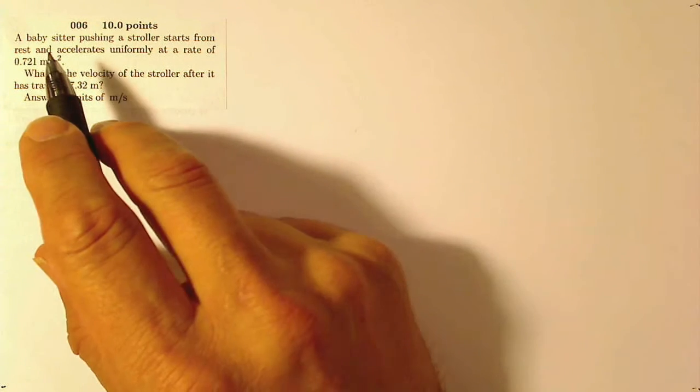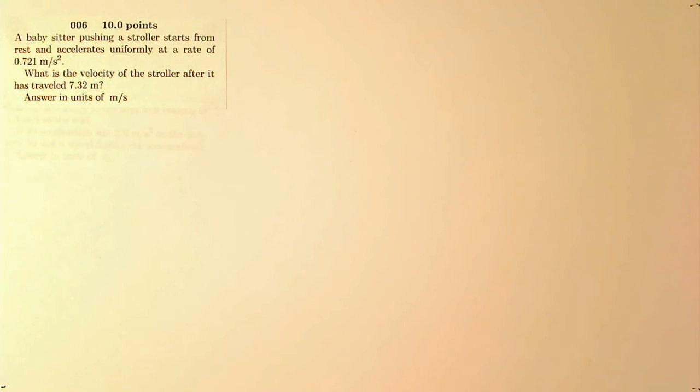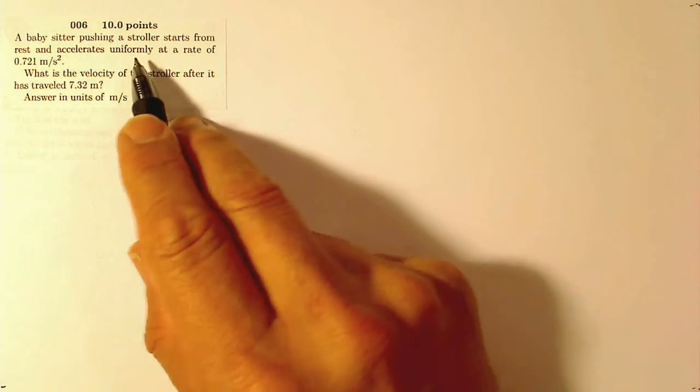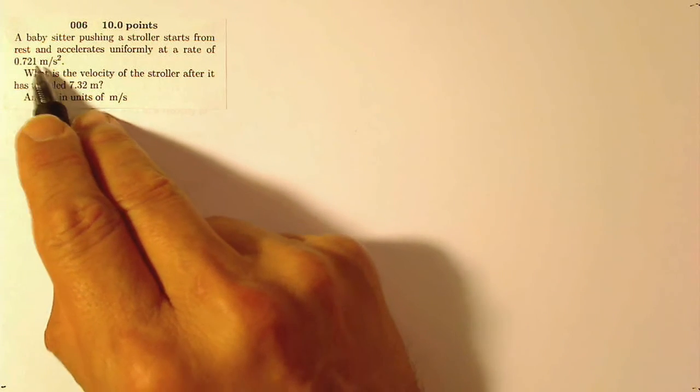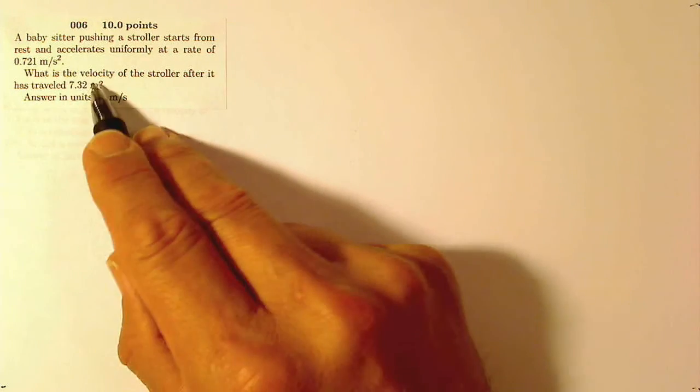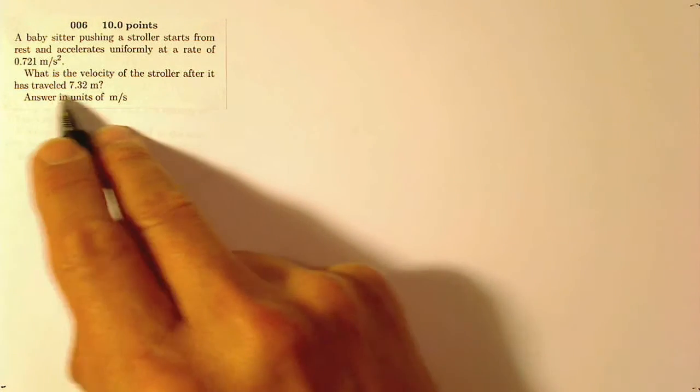This is AP Physics, Homework 2.3, question number 6. It says, a babysitter pushing a stroller starts from rest and accelerates uniformly at a rate of 0.721 meters per second squared. What is the velocity of the stroller after it has traveled 7.32 meters?